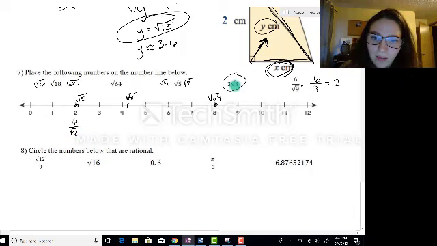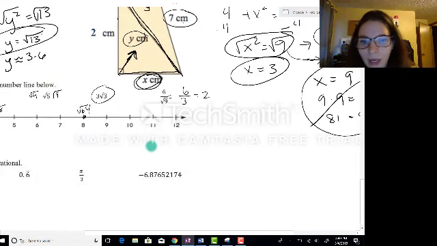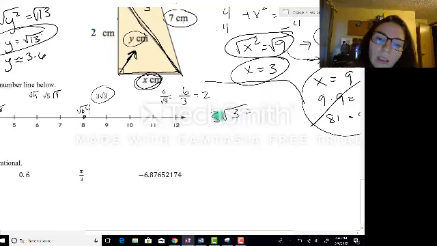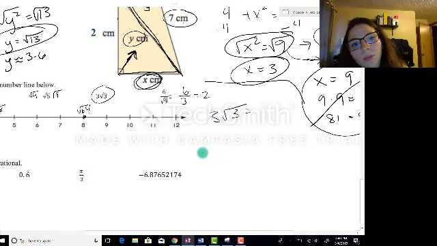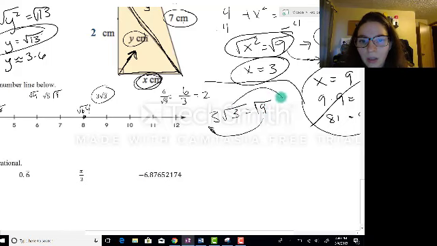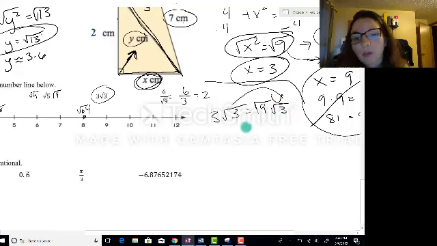Alright, let's look back at this 3 times the square root of 3. Okay, what perfect square results in the root of 3? 9. So we would have to take the square root of 9 in order to get 3. And then we just keep this where it is. So we get the square root of 9 times the square root of 3. And we can mesh those together. So we end up with the square root of 27.